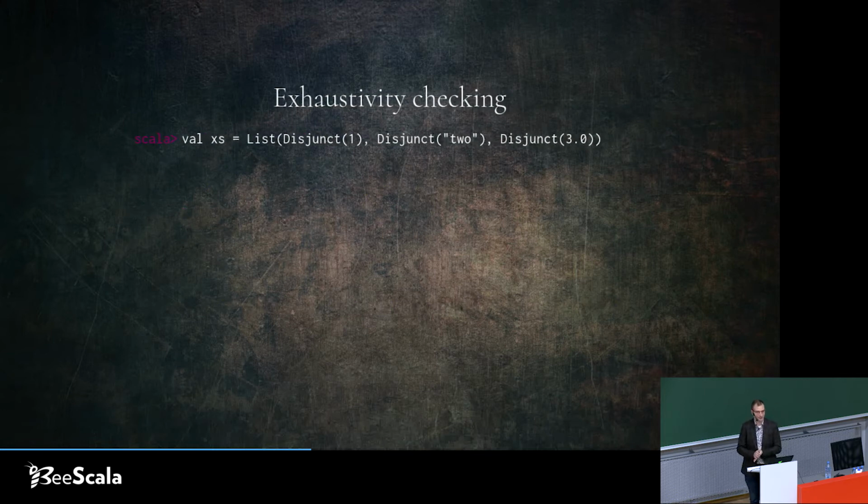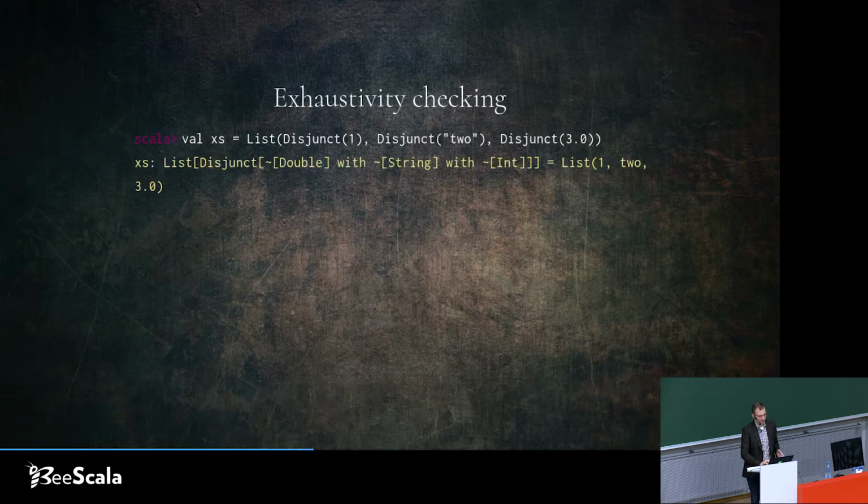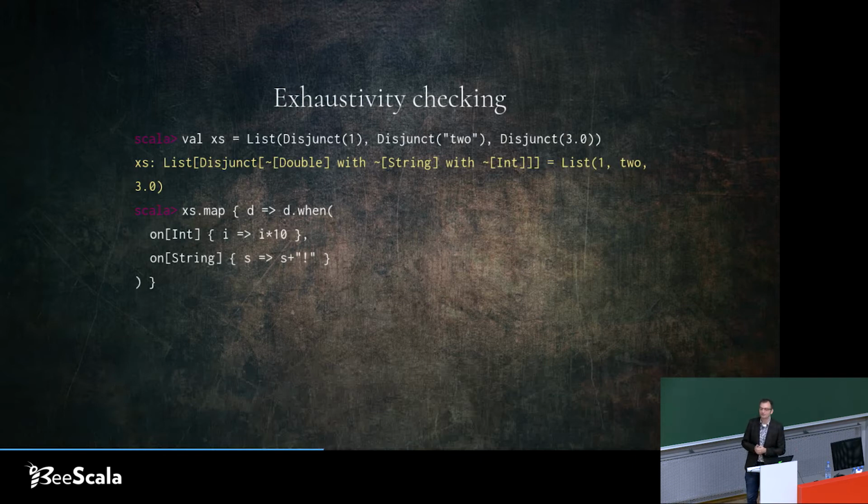Exhaustivity checking, who would have thought? So we've got three possible types in this list of disjunctions here: double with string with int. And let's say we apply that when method again. When it's an int, we multiply by 10. When it's a string, we add an exclamation mark. And we don't specify what happens with a double. What happens? Any guesses? Either exception or identity function. OK. But yeah, so Luca is right.